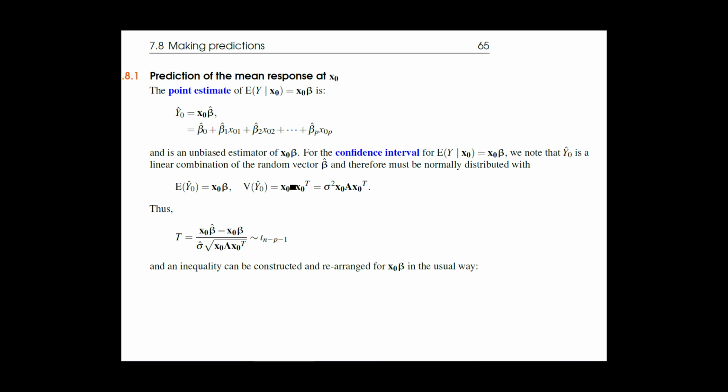All right. Now, there are two types of predictions. First is the prediction of the mean response. And the mean response is simply the regression line, the mean of Y given X naught, which is the regression line again. So X naught times beta is your regression line. That's simply our prediction, right?